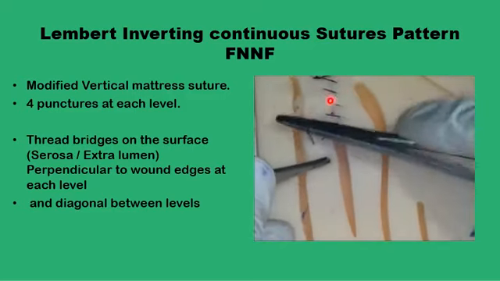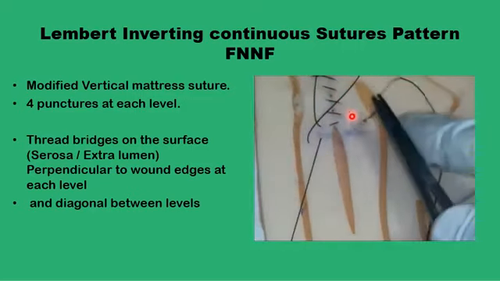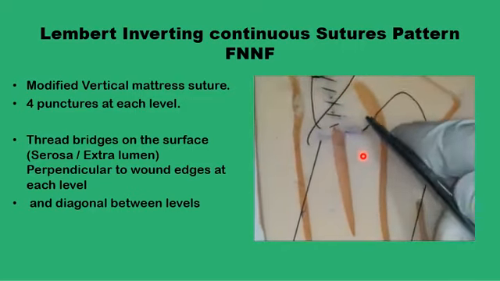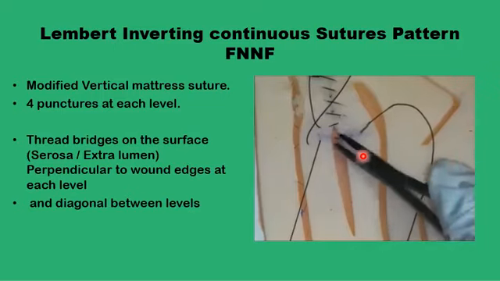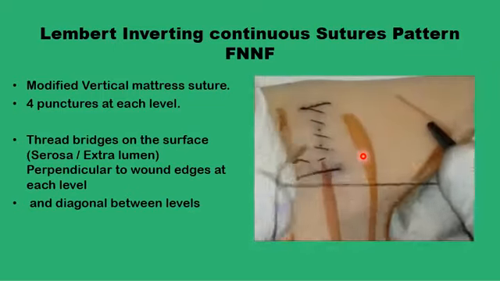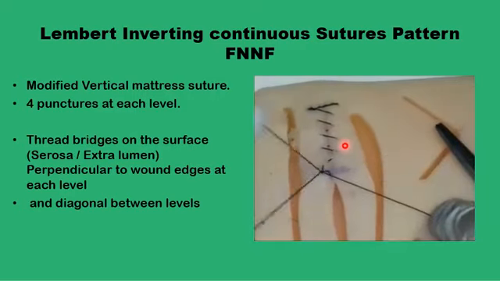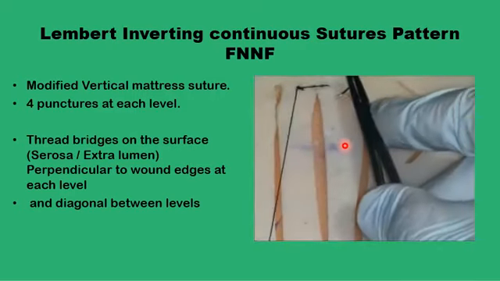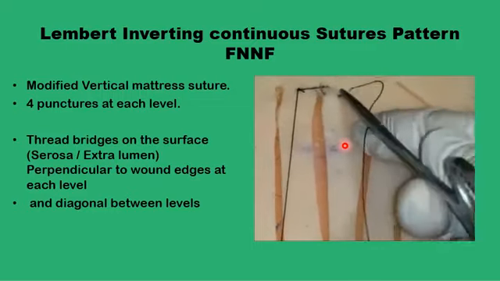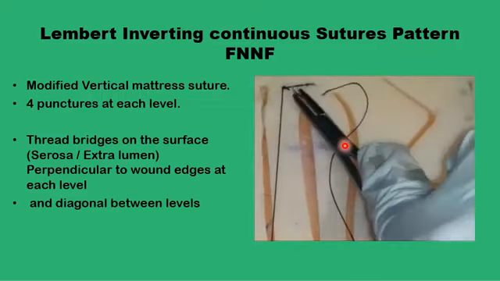Remember, we'll be working on the surface of the hollow viscera, like the serosa or the buccopharyngeal fascia. So we'd invert the wound edges into the lumen, and that's the final suture for the Lambert, again with an Aberdeen knot.